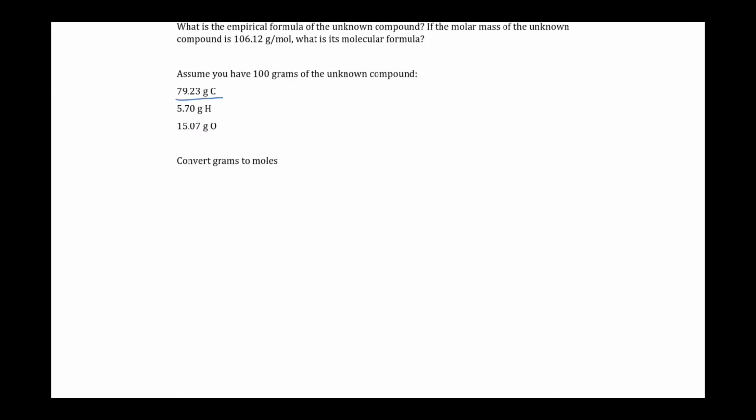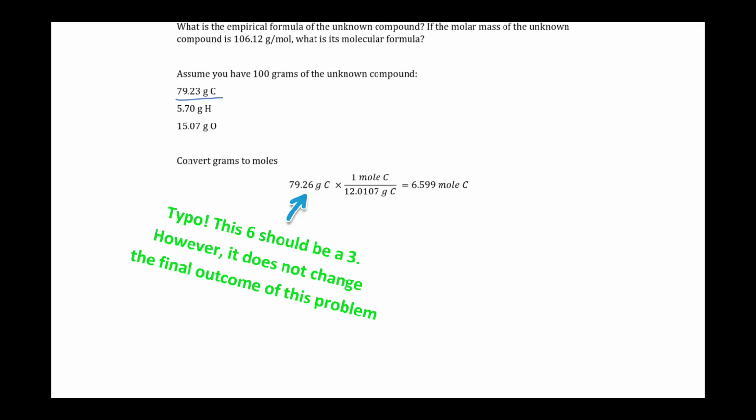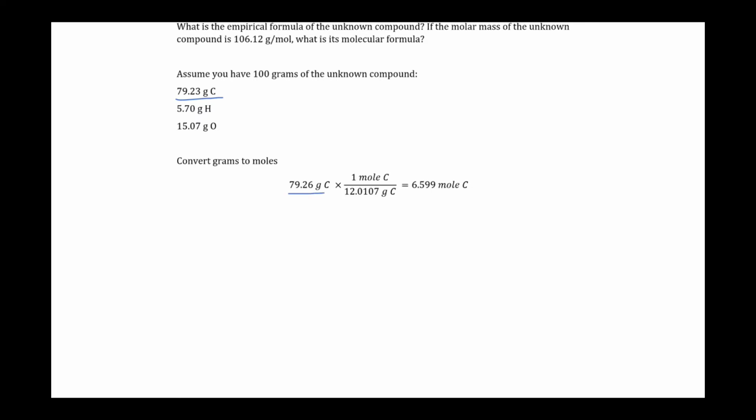Once we have grams of carbon, hydrogen, and oxygen, we do a very simple conversion of grams to moles for each of these. So just to run through carbon, here again is my 79.26 grams of carbon. I use my molar mass, make sure my grams of carbon cancel, so I have moles of carbon. And I simply calculate that out, so I have 6.599 moles of carbon. You do the exact same calculation for your hydrogen and your oxygen, so you have number of moles for each of your elements.